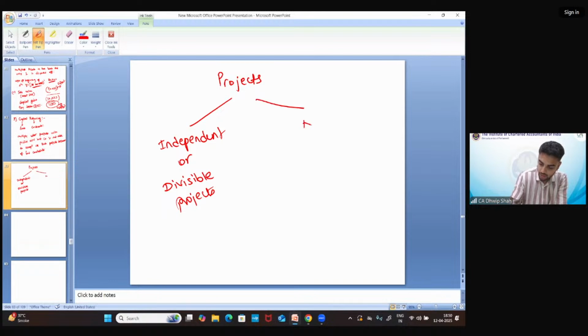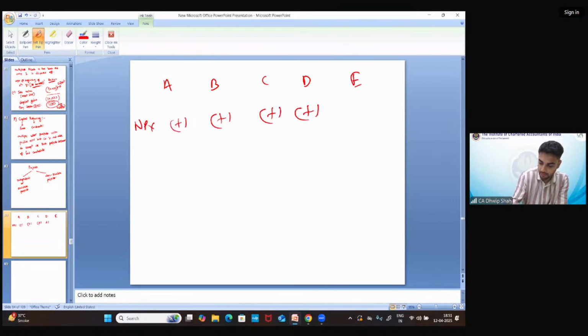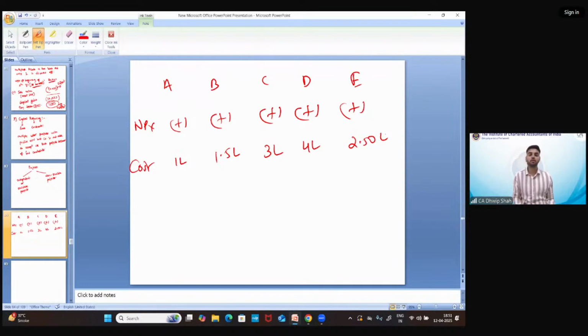And one is non-divisible, or indivisible, projects. Now, you have multiple projects, let's say A, B, C, D, E. The NPV of all of them is positive. Let's say the cost of project A is 1 lakh, B is 1.5 lakh, then 3 lakh, 4 lakh, and 2.5 lakh. And all these projects are super lucrative.